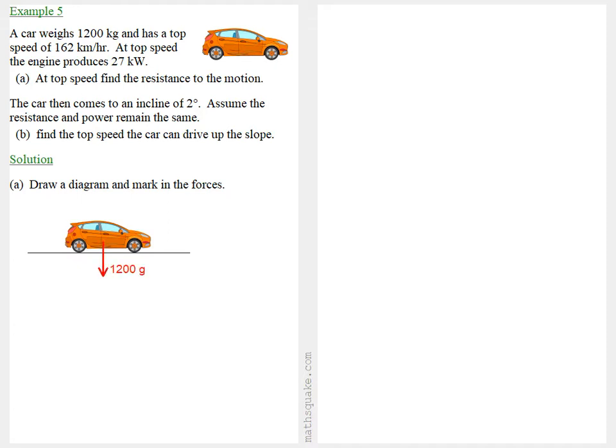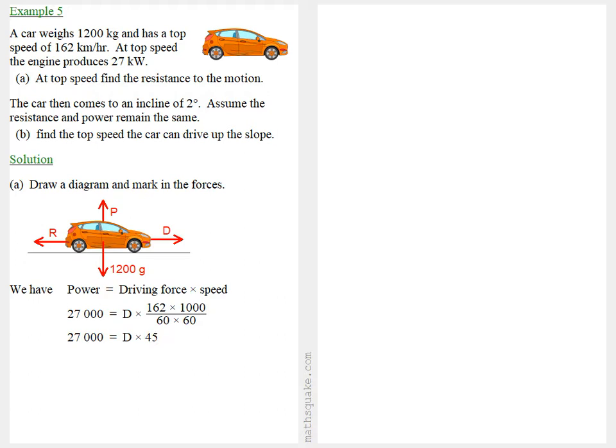Now there'll be a normal reaction, which we can call P, which will be vertical. We have a resistance R, which is horizontal. And we have a driving force D, which is horizontal. Now the power is the driving force times the speed. The power is 27,000 and the speed is 162 kilometers per hour, but we need to change that into meters per second. So we need to multiply that by 1,000 and divide by 60 times 60. And that gives us 27,000 is equal to D times 45.